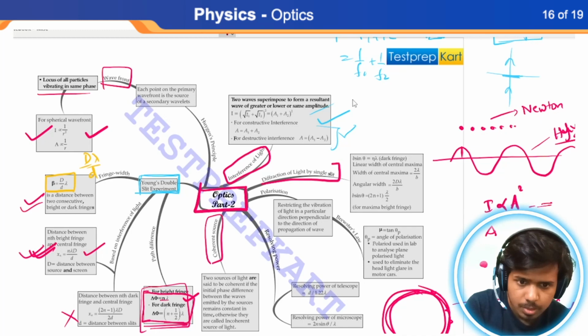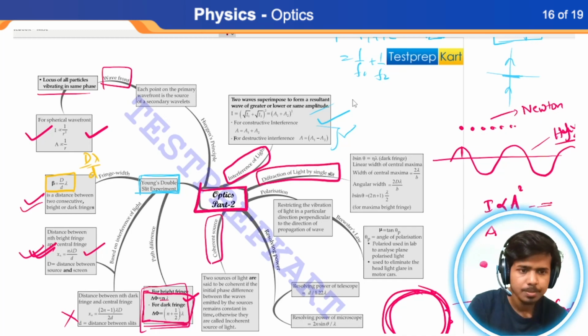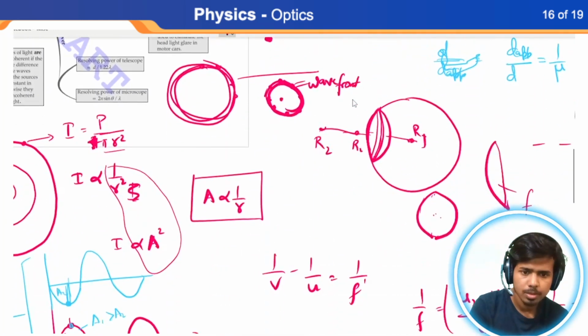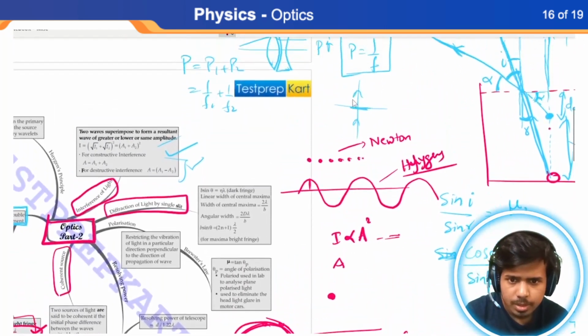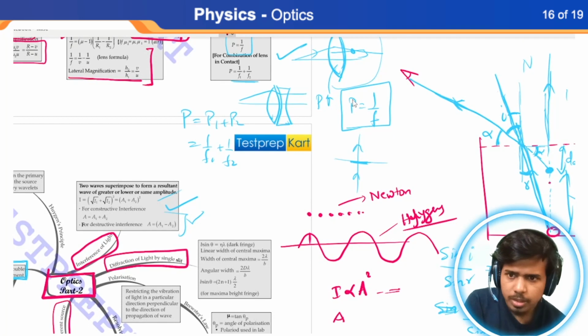Now diffraction. Basically, let me discuss it over here. Here, I'll just erase this part.